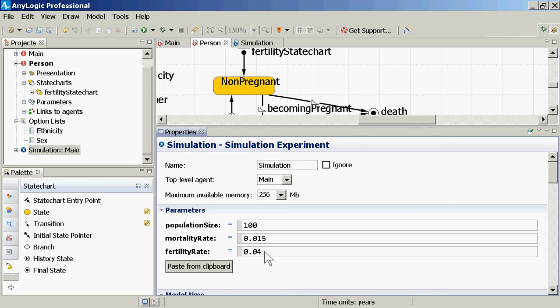Someone over here, was it Ron? Did you have a question or? Oh, yeah, no, actually I haven't. TA? Okay, ladies and gentlemen, let's run this model.